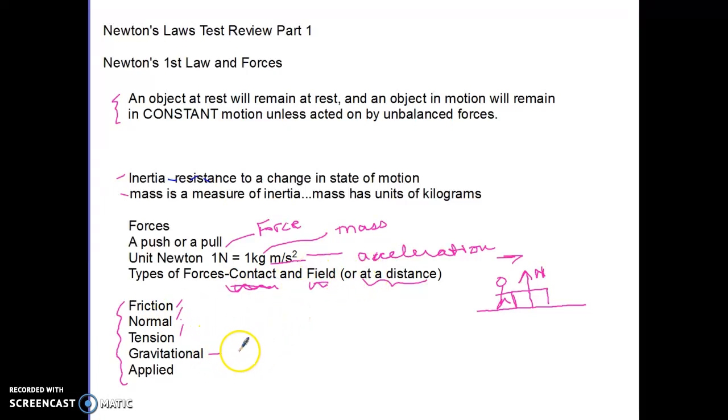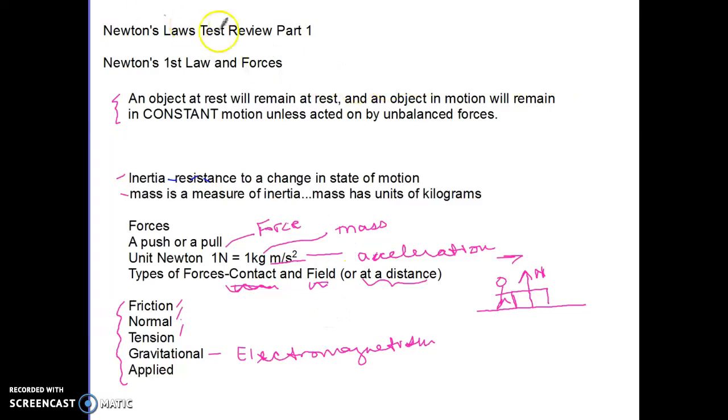The other field force is the electrostatic force or electromagnetic force. I'm going to write electromagnetism. So electric force and magnetic forces, those are also at a distance forces. Anything that there's a field associated with, there's gravitational fields, electric fields, magnetic fields. If there's a field associated, then objects can act on each other when they are at a distance.